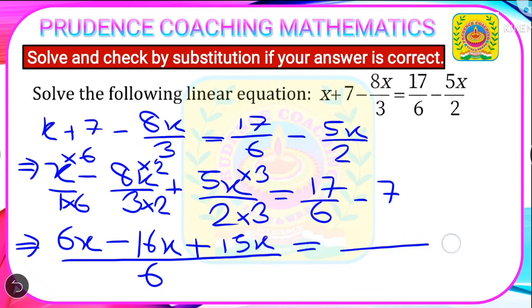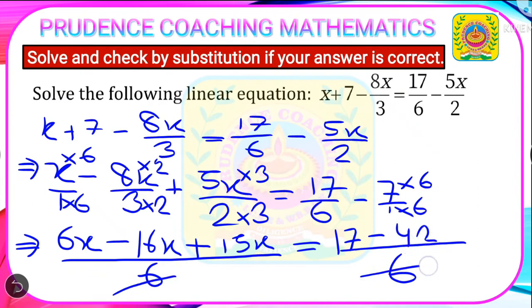And here if we take LCM, then 6 will be the LCM, as we have 6 and 1. So 17 will be as it is, as in the denominator we have 6 and here we have 1. So we need to multiply with 6 to get the denominator 6. So here also we will multiply with 6. So we will get 42. So here this 6 and this 6 will get cancelled because all these things are in the denominator.